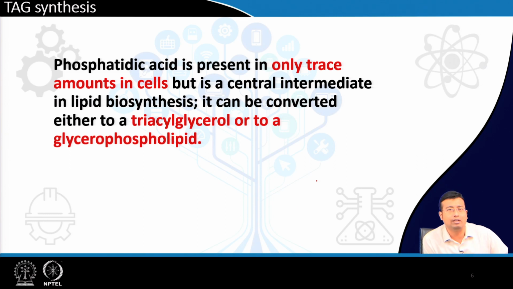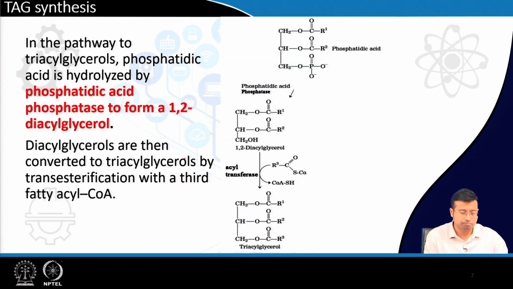Now a bit of information about phosphatidic acid. This phosphatidic acid is actually present in a very small amount inside the cell, but it is a key molecule. It plays a central anchor role in all types of lipid biosynthesis. It is a key intermediate that can be converted to any type of triacylglycerol or glycerophospholipid, okay, any type of glycerophospholipid or TAG. Now let us see how it happens.